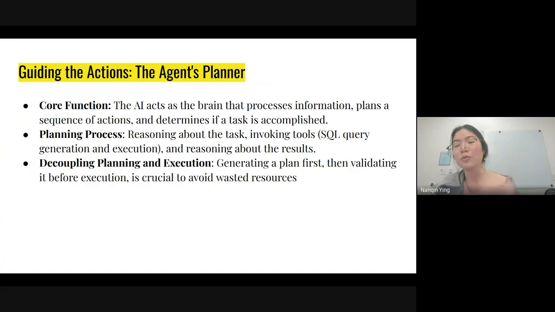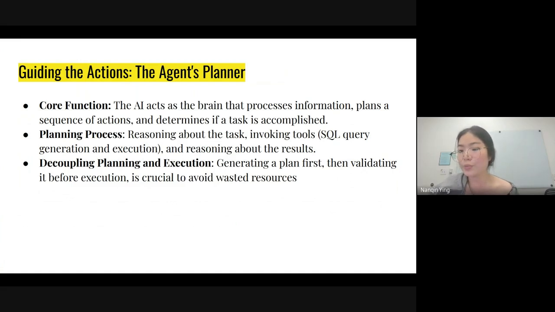And when we're talking about these two parts of an AI agent, what makes an AI agent really powerful, I think, is the AI agent's planner. The planner can do really amazing things. For example, this AI acts as the brain that can process information, plan a lot of actions, and also determine if the task is accomplished or not.